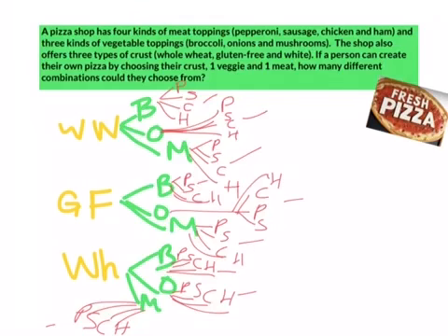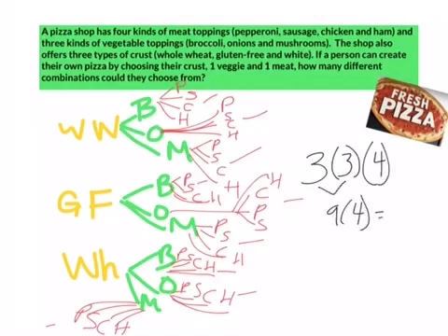Now let's use our algorithm to make sure that that's actually correct. So we had 3 types of crust. We can multiply that by the number of veggies we had, which was 3, and we can multiply that by the number of meat toppings we have, which was 4. So let's do this first. 3 times 3 is 9. The 4 stays the same. Now we do 9 times 4, which is 36, which is what we ended up with.